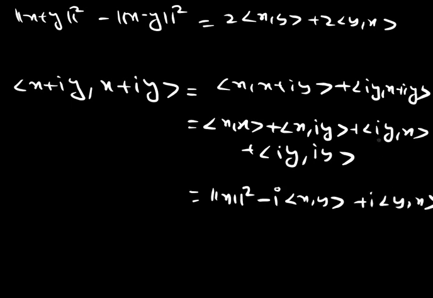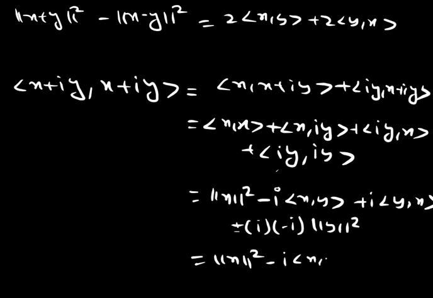This i is in the first place, so it's linearity in the first variable. So this i comes outside as it is, and this i comes with minus i. So i into minus i into norm of y square, which is nothing but norm of x square minus i inner product of x with y plus i inner product of y with x. i square is minus 1, so this is just norm of y square. Okay, so this is what we have got. So let's write this.